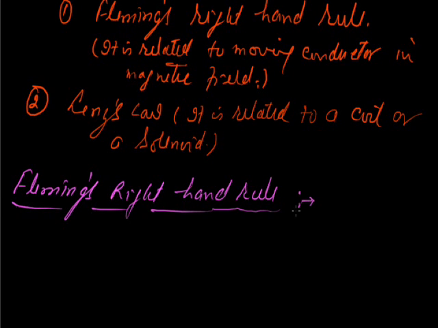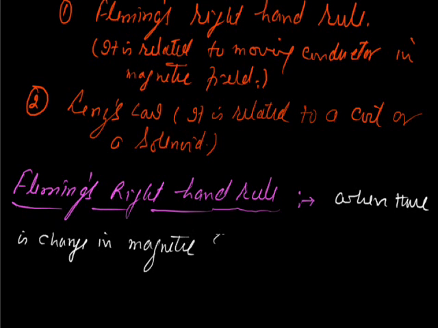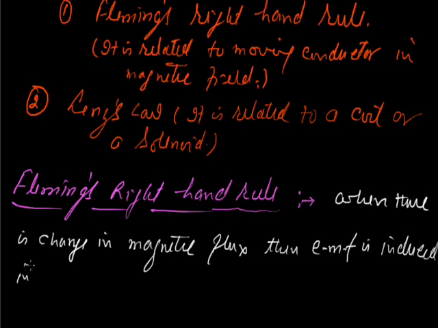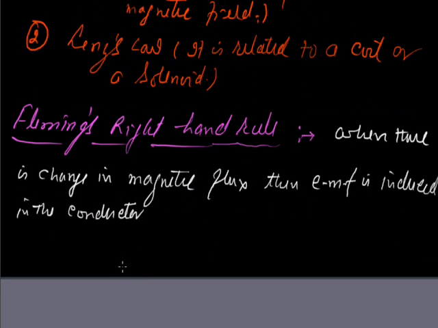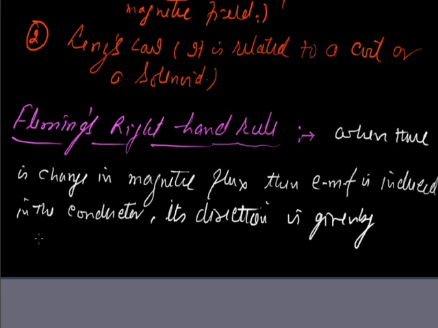When there is a change in magnetic flux related to a conductor, then EMF is induced in the conductor. Its direction is given by Fleming's right hand rule.